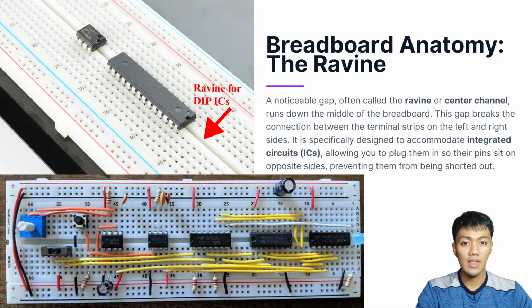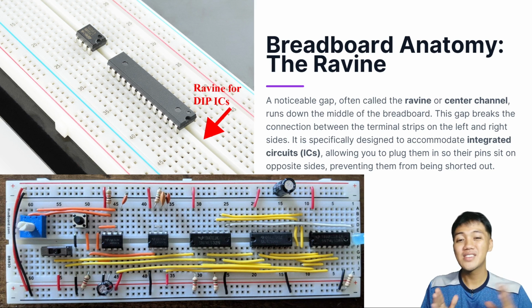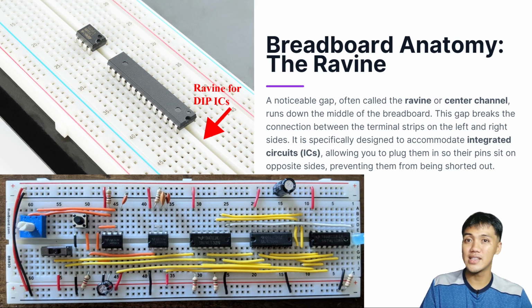Now, there is a special part of the breadboard called the ravine or the center channel, and it runs down the whole breadboard and is meant to separate one side of the component rails from the other side. It is specifically designed to accommodate integrated circuits.